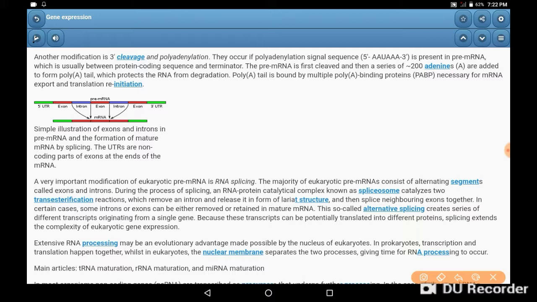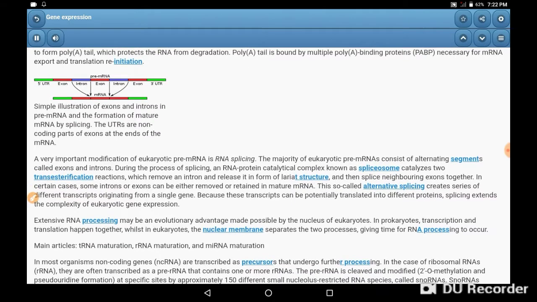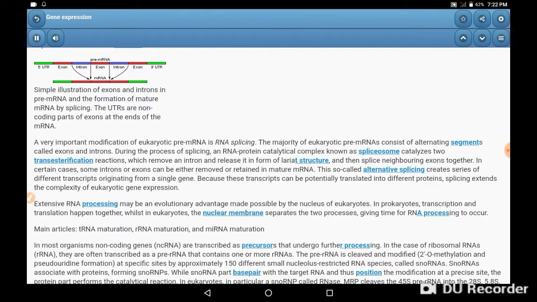Simple illustration of exons and introns in pre-mRNA and the formation of mature mRNA by splicing. UTRs are non-coding parts of exons at the ends of the mRNA.